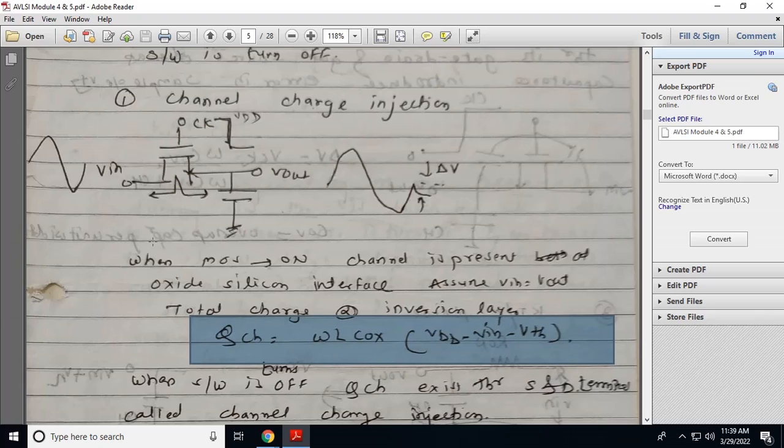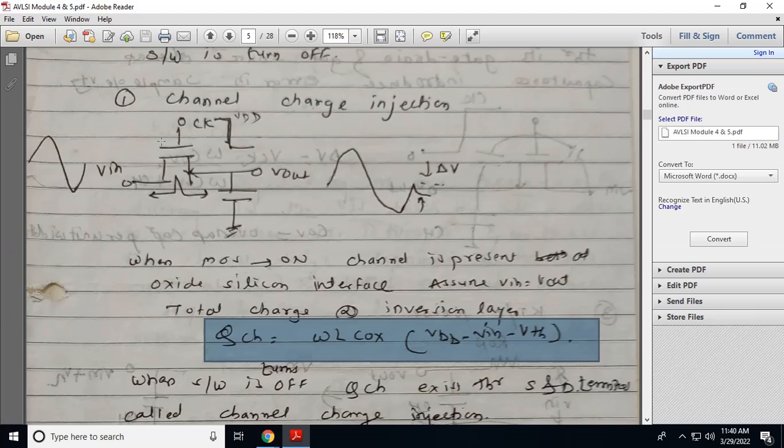Whenever the transistor is turned on, a channel is created at the silicon dioxide interface, and the inversion layer charges are given by the equation QCH is equal to W L Cox (VDD minus Vin minus VTH). This is the VGS voltage, that is VDD minus Vin. So QCH is the charge present in the channel, given by QCH equal to W L Cox (VDD minus Vin minus VTH).